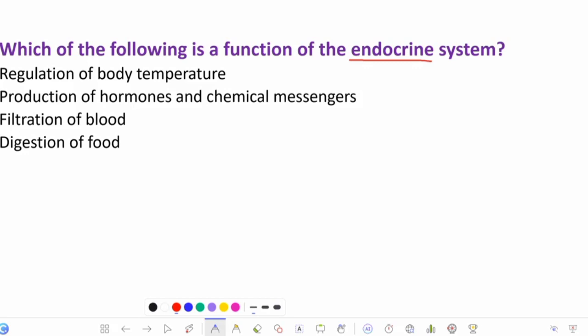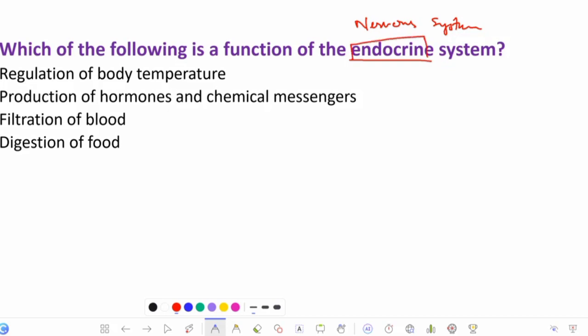Inside the body, there are two basic systems which play an important role in coordination and controlling the body. One is endocrine and the second one is nervous. So what does the endocrine system basically do inside the body? Nervous system and endocrine system. But here in these MCQs they have asked about the endocrine system.